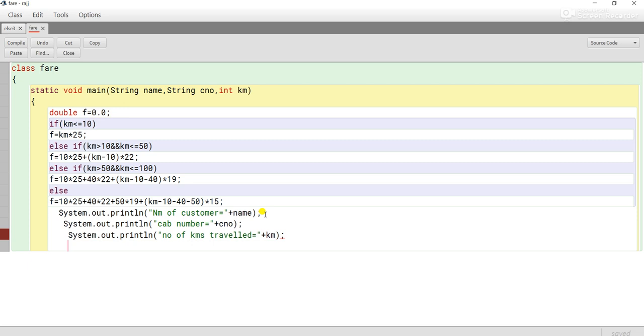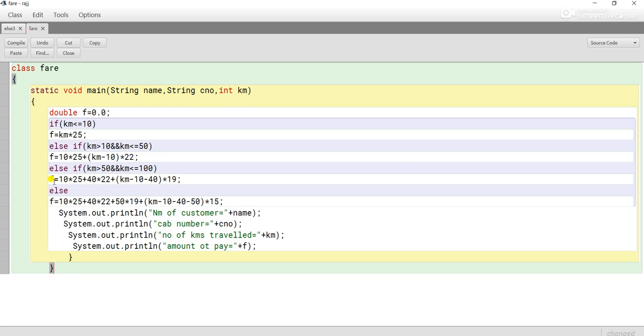And finally we need to display the amount to pay. The amount to pay is stored after the calculation. We will get the answer in the variable called f. So represent f, close the bracket, close the main function, and close the class.